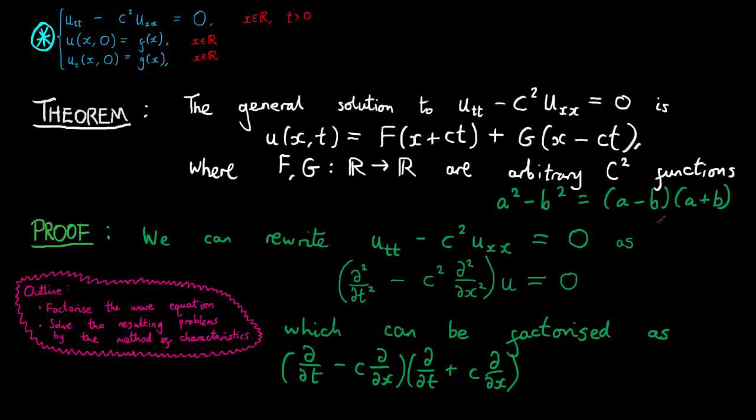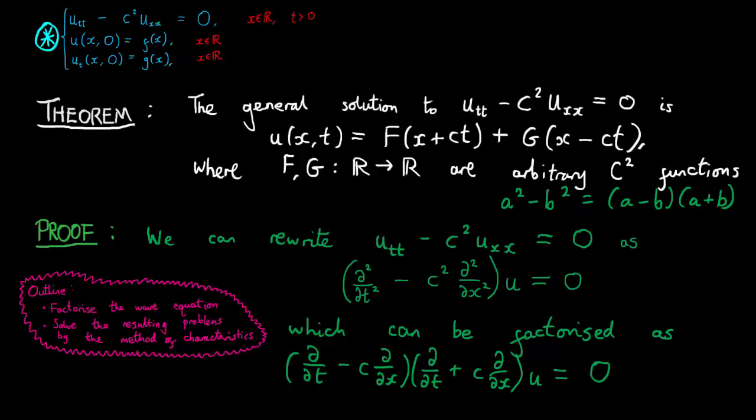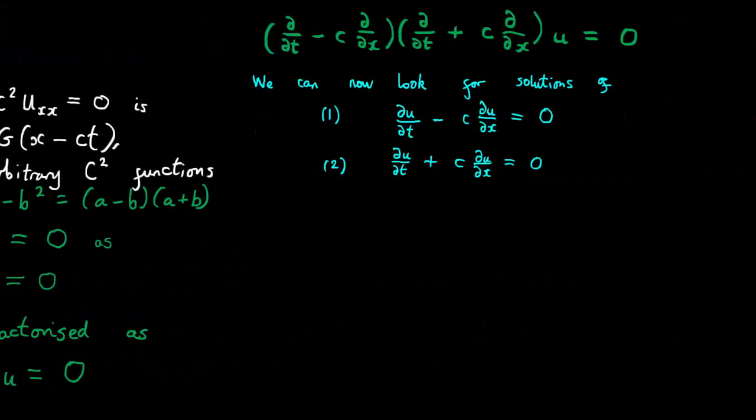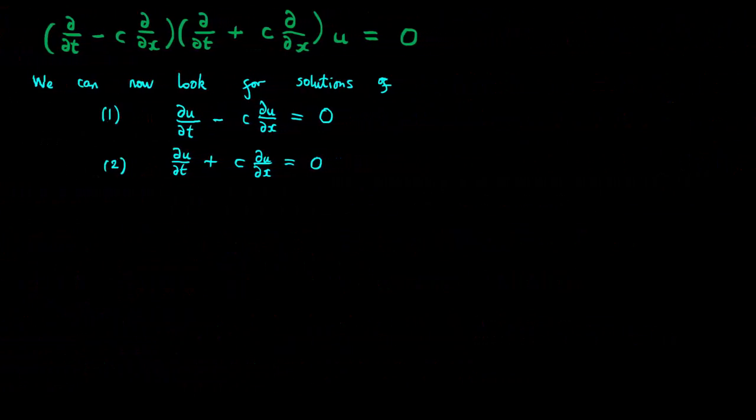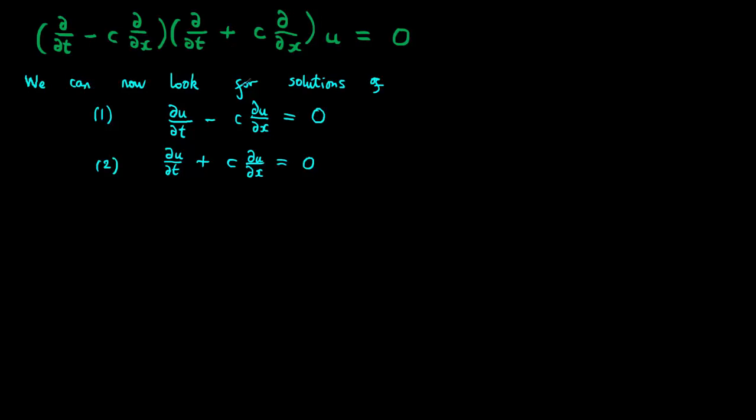Okay, so that's just like what you do in algebra with factorising the difference of two squares. And so we've rewritten the equation in this factorised operator form here. Okay, so now we've factorised the wave equation. What now? Well, we've got two operators acting on u that give us 0.